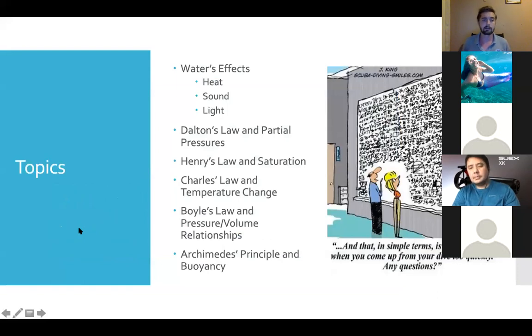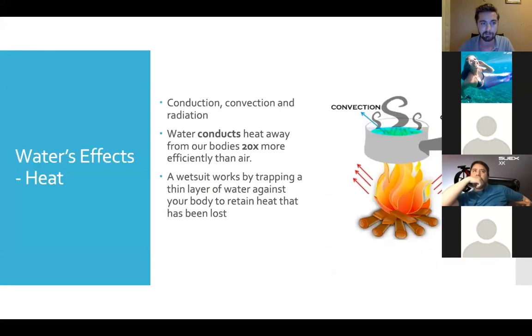So what we're going to be looking at today is water's effect on heat, sound, and light. Then we're going to go through Dalton, Henry, Charles, Boyle, their laws and Archimedes' principle. Don't worry about memorizing whose law is what. If you ask me what Charles' law is, I don't know. But we're going to go through all of those and see what they're about. And there will be some practice questions we'll look at throughout. If you do have any questions, please just type them in the chat box and I can address those at the end. Okay. So we will start with water's effect.